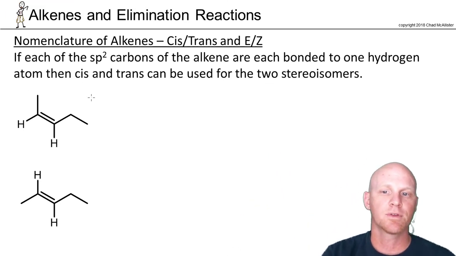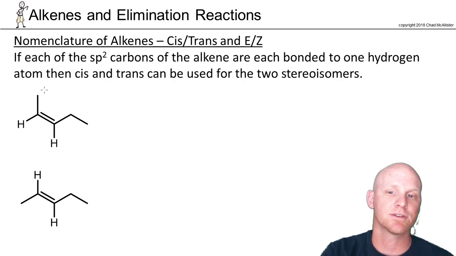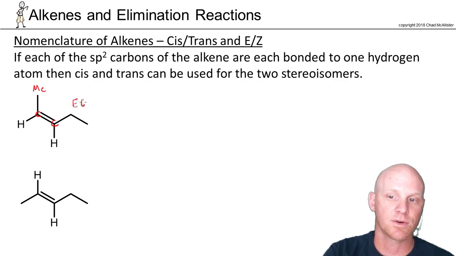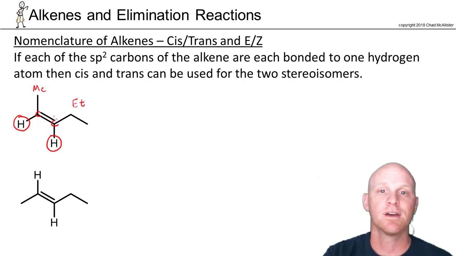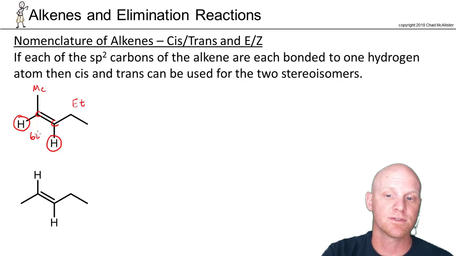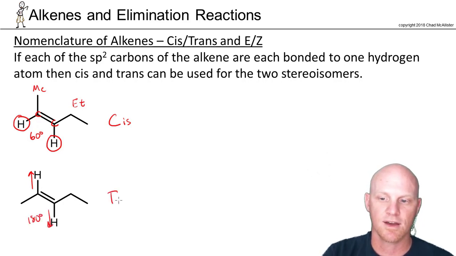Here's another example, and in this case we can still use cis and trans, even though the two sp2 carbons don't have the same two identical groups. The sp2 carbon on the left has a methyl group and a hydrogen, and the sp2 carbon on the right has a hydrogen and an ethyl group. But as long as both of the sp2 carbons have exactly one hydrogen, we can still define it as cis and trans based on how those hydrogens are related. In this case, the two hydrogens are 60 degrees apart, so we'd refer to this as cis. And the one down below, those two hydrogens are 180 degrees apart, so this would be the trans isomer.